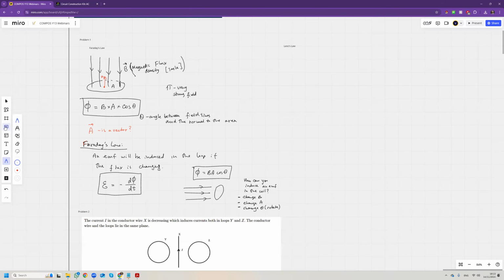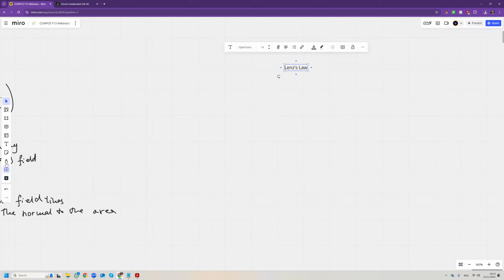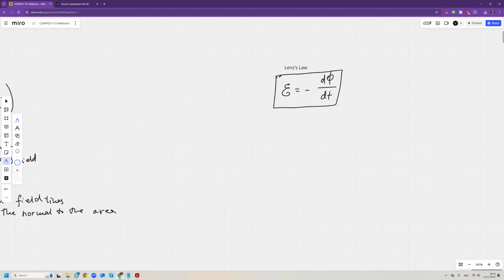Okay, Lenz's law. Lenz's law is actually that little minus. If you write down Faraday's law, the EMF is minus d phi dt. I'm not doing the flux linkage thing. The flux linkage is obvious. You just plug an n in front, and that's it. That little minus here is Lenz's genius.